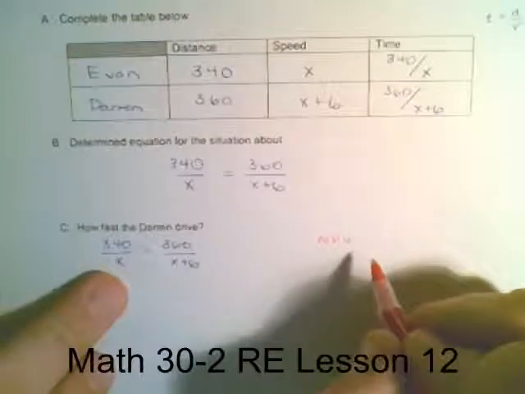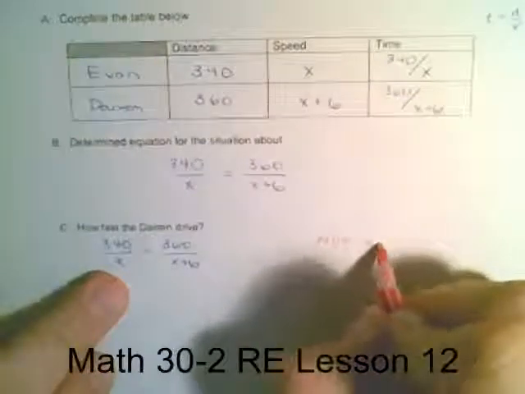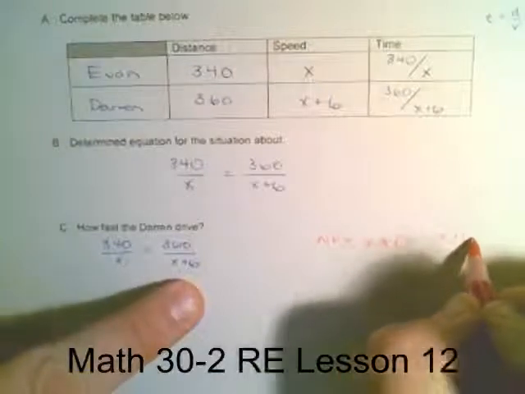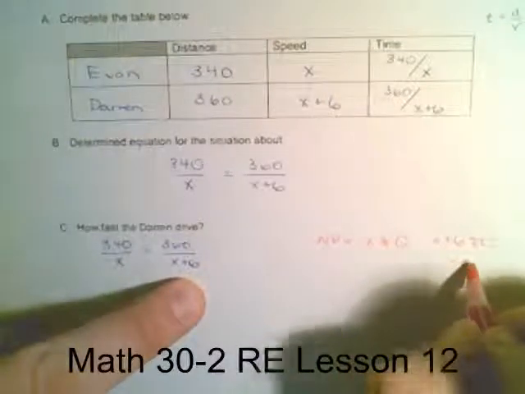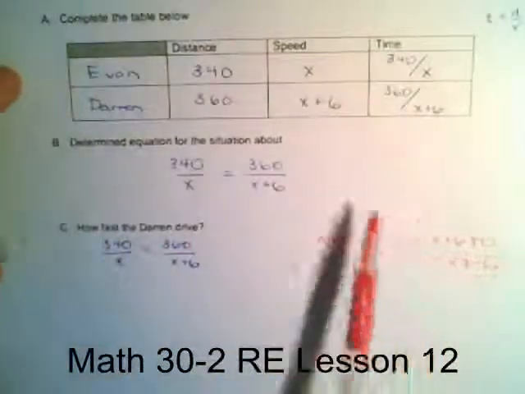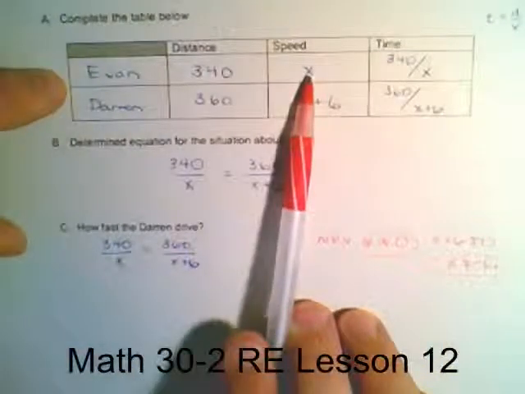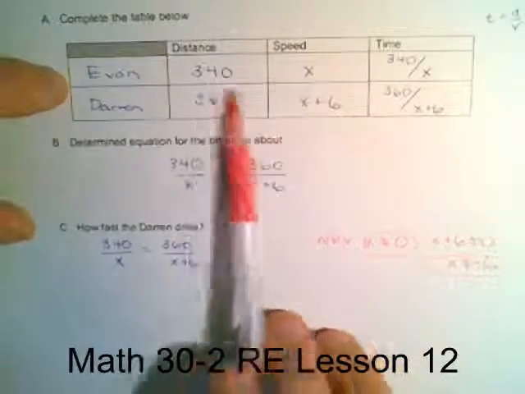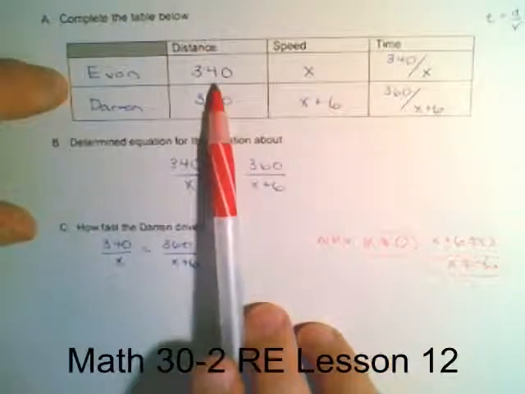Non-permissible values, I should state them. They're not going to be necessary here. But out of this rational expression, I get x cannot equal 0. Out of this rational expression, I get x plus 6 cannot equal 0. So x cannot be negative 6. So basically what this is telling me is Evan is not 0. He's not going 0 kilometers an hour.